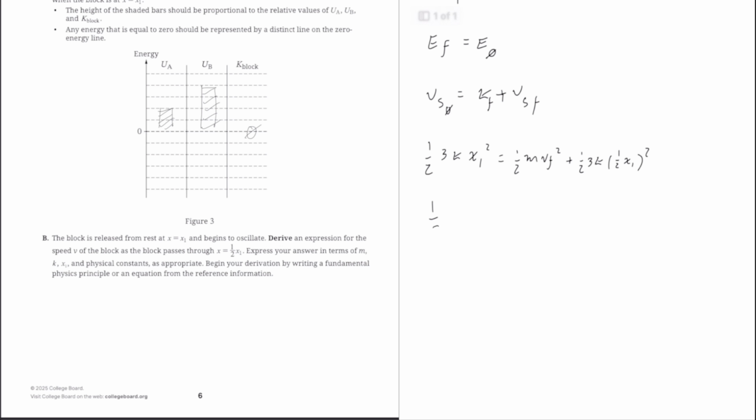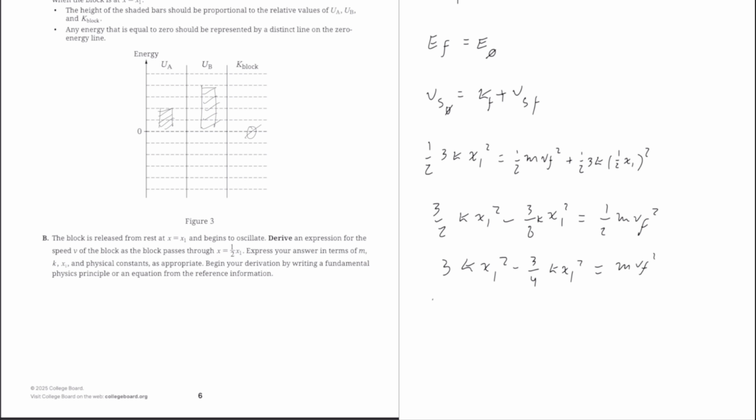That gives me 3/2 k x1 squared, and I'll just subtract this in order to get m v final by itself, because you know, separation of variables and all that good stuff. So that's going to be 3/8 k x1 squared, equal to 1/2 m v final squared. Well, what if I multiply everything by 2? Now I get 3 k x1 squared minus 3/4 k x1 squared equals m v final squared.